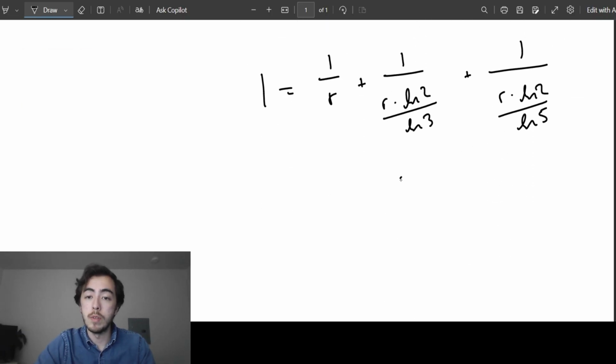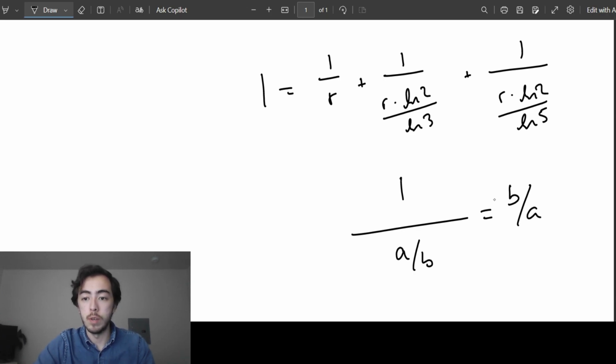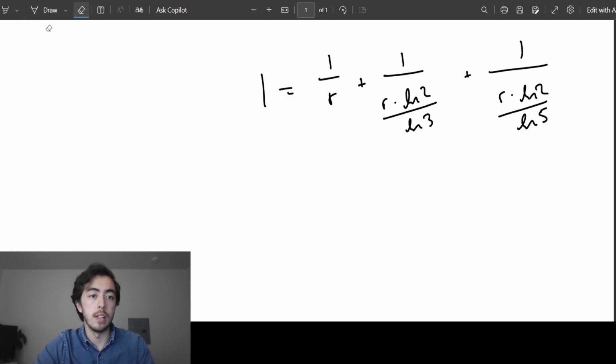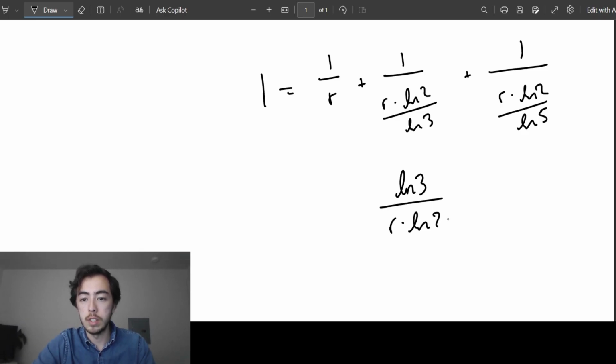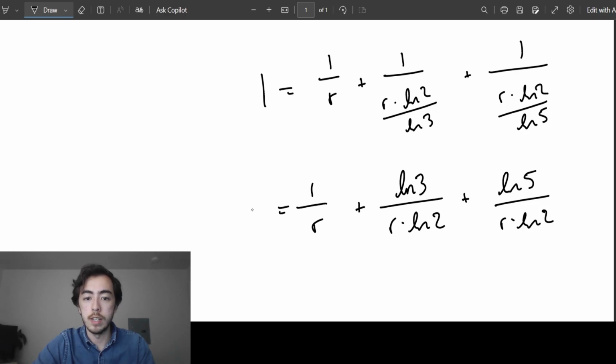I know that anytime you do 1 divided by a fraction, it's essentially just taking the reciprocal. So I could simplify the second and third addends right there by just flipping them. We'll have ln 3 over r times ln 2, and then ln 5 over r times ln 2. We still have everything else as is.